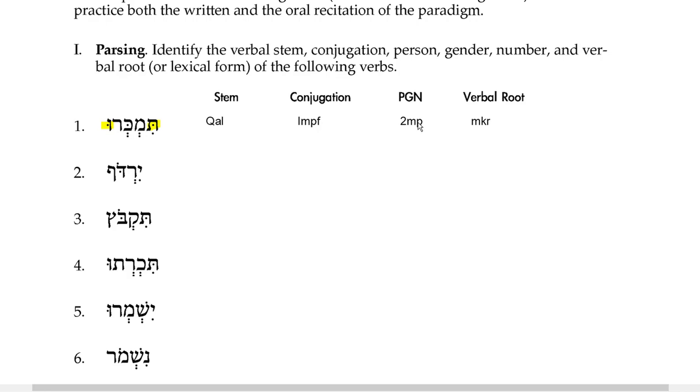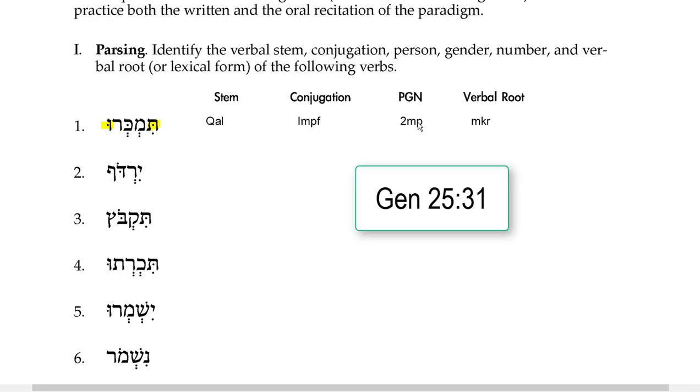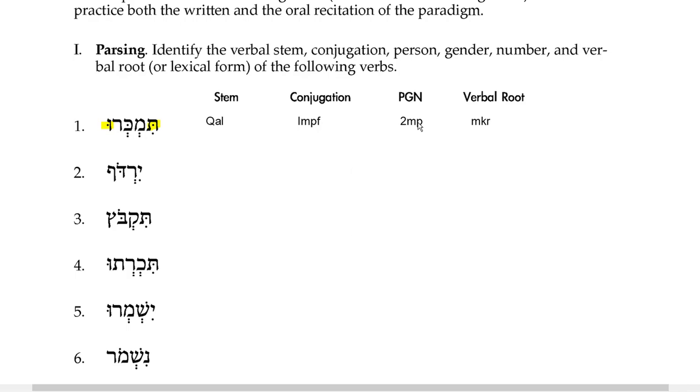You all will sell. The first time we see that verb in the Hebrew Bible is in Genesis 25:31, where Jacob says to Esau, "Sell me your birthright now." And so it appears pretty early.